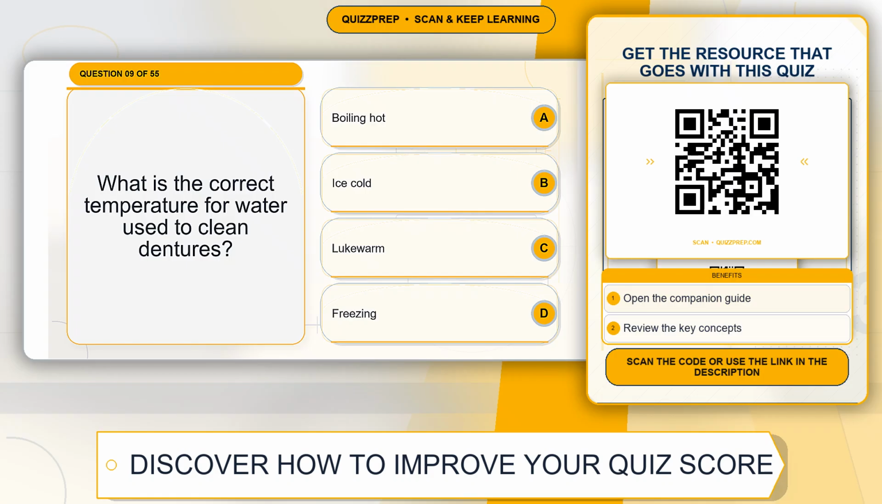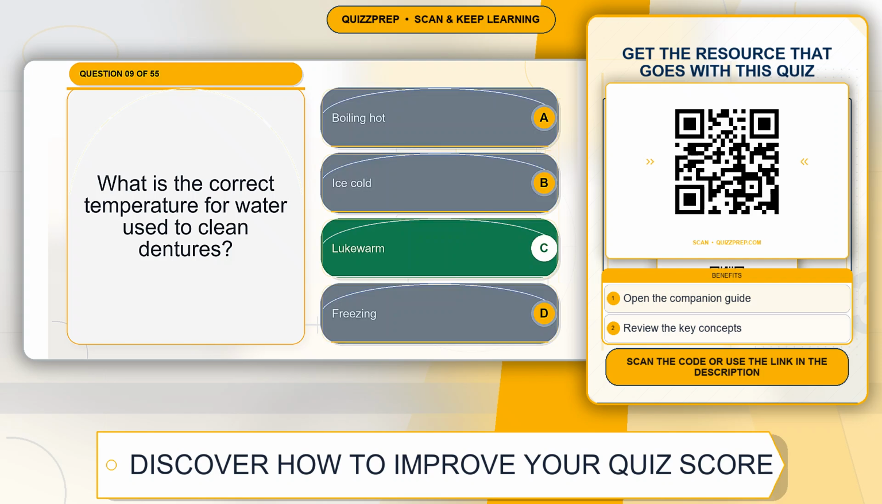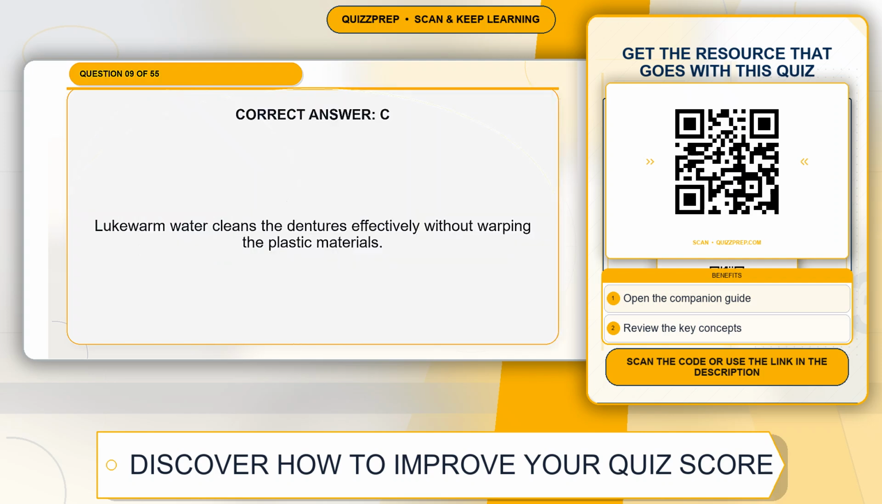Question 9. What is the correct temperature for water used to clean dentures? Option A, boiling hot. Option B, ice cold. Option C, lukewarm. Option D, freezing. The correct answer is option C, lukewarm. Explanation. Lukewarm water cleans the dentures effectively without warping the plastic materials.